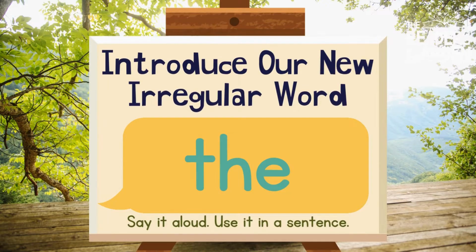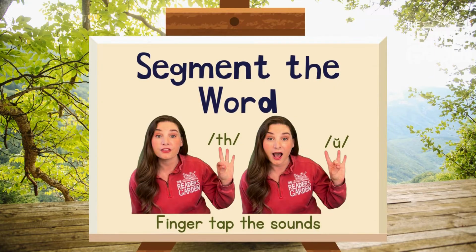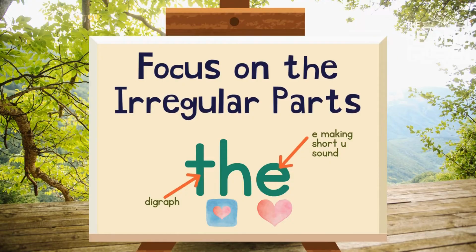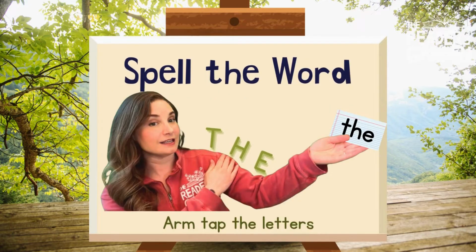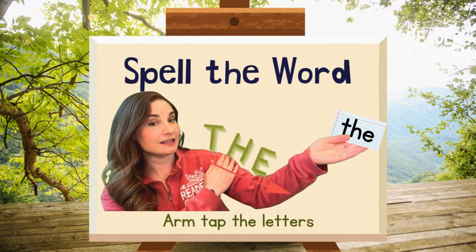Introduce our new irregular word aloud. Segment the word, finger tap its sounds. Focus on the irregular parts to learn by heart. Spell it on your arm, tap, then swipe all the parts.